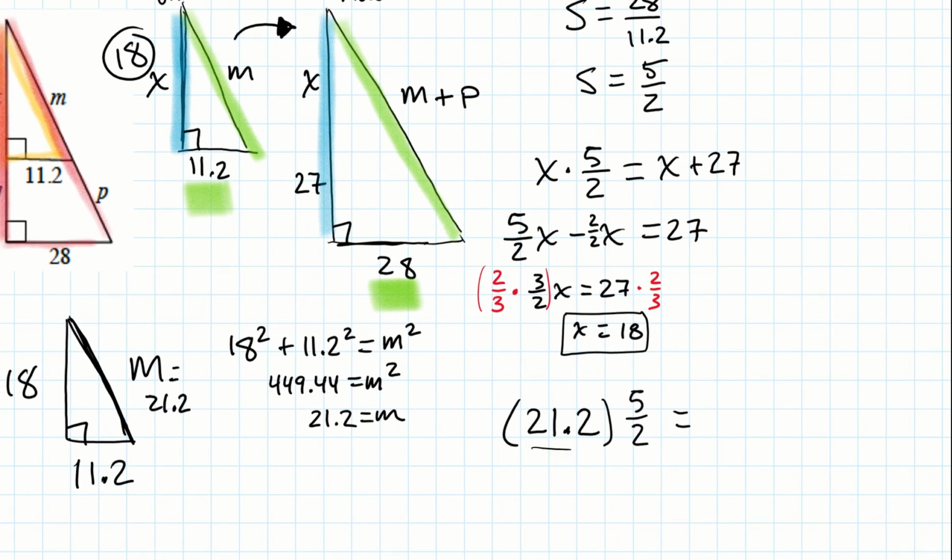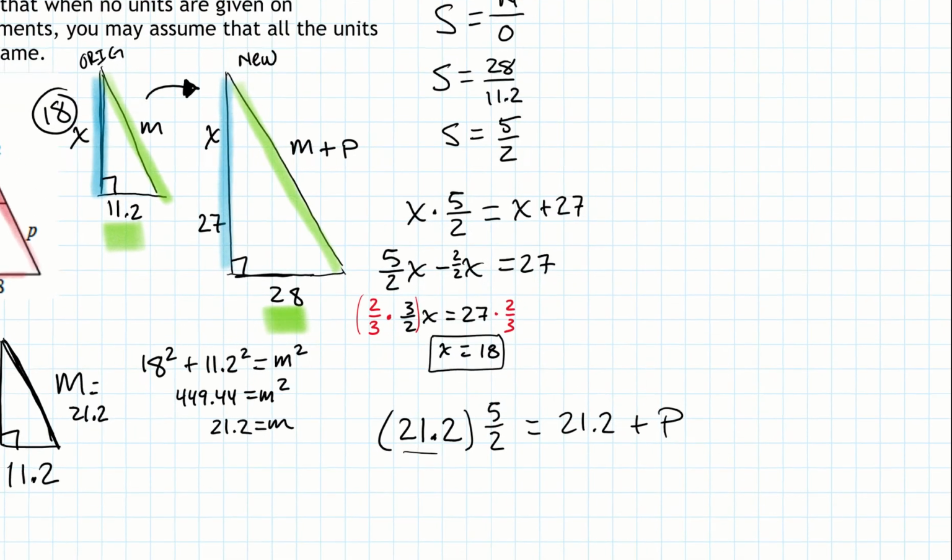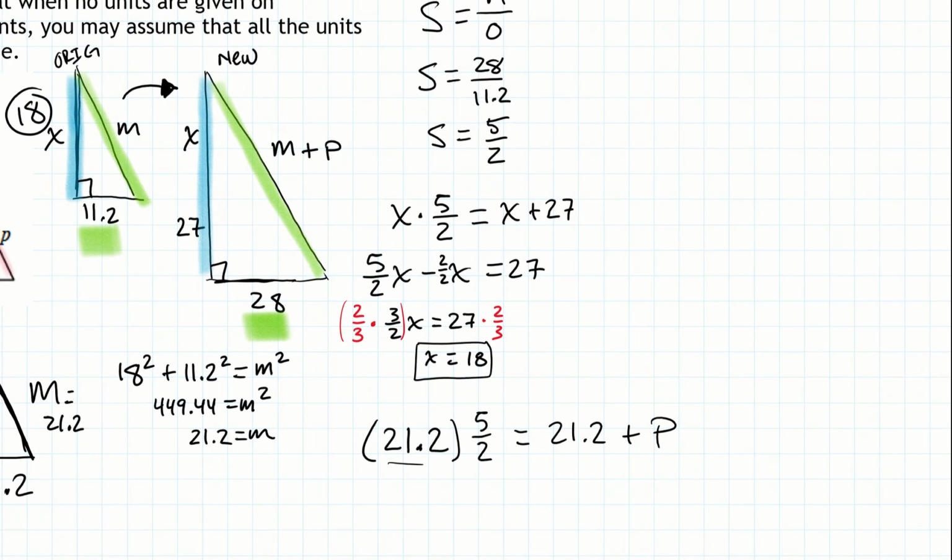I already put m here, but I'm going to say that's going to be 21.2 plus p. This is fabulous, right? Let me come back up here and bring this home again so you can see the pattern. You can see what we did with the x's, right? I'm doing the same thing here. I'm taking m and multiplying it by 5/2.